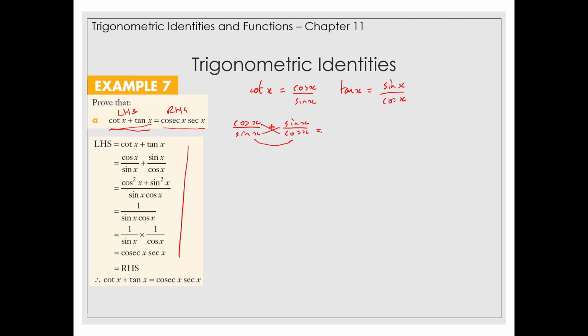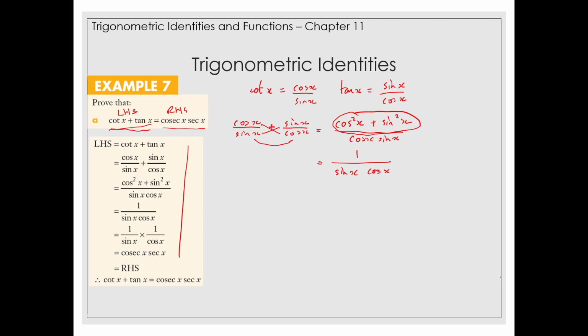So what we're left with is cos times cos on the top, so cos squared x, and then sine times sine, plus sine squared x, all over cosine x sine x, all the other way around. Okay, now from our Pythagorean identities, we know that cos squared plus sine squared is equal to 1. So we have 1 over, let's do the other way around, sine x cosine x.